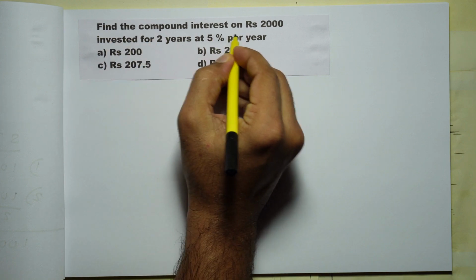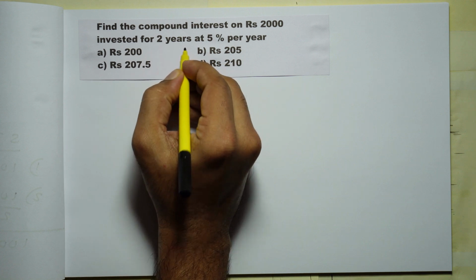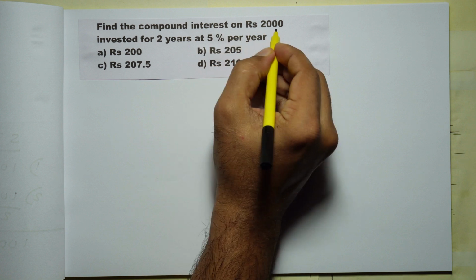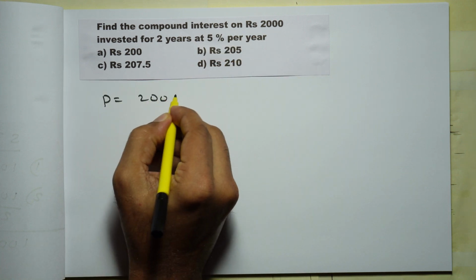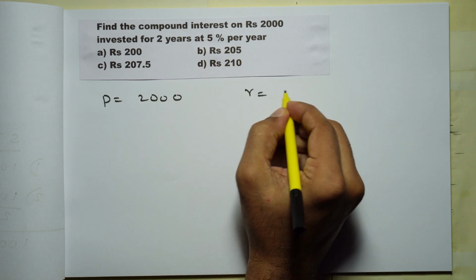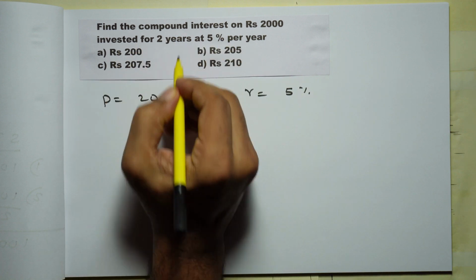Find the compound interest on rupees 2000 invested for 2 years at 5% per year. So the money that has been invested is rupees 2000. So the principal is rupees 2000 and the rate of interest is 5% per year. Now we need to calculate the compound interest for 2 years.